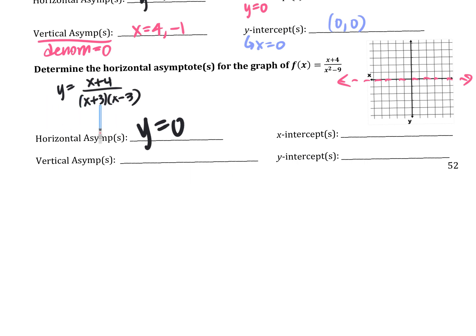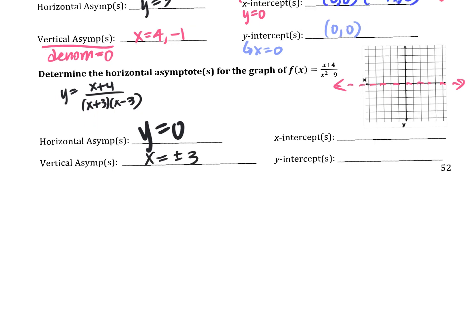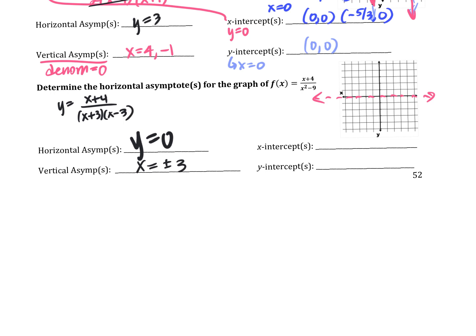Vertical asymptotes: x equals 3 and x equals negative 3. I love it. And thanks for saying x equals, because that tells us they're vertical. Let's go to our picture, and let's put a vertical asymptote at 3 and a vertical asymptote at negative 3.